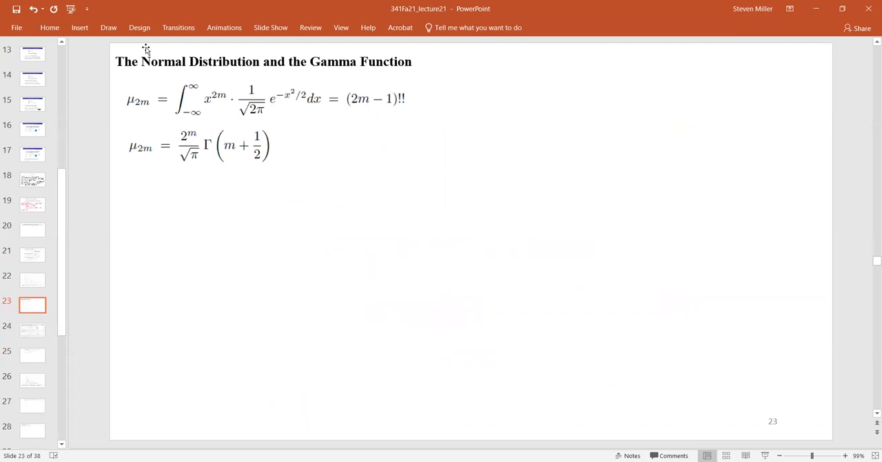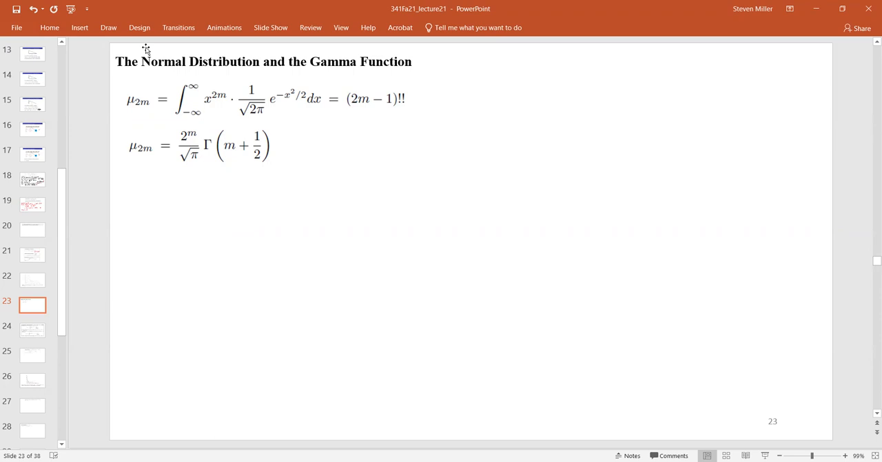All right, so I want to quickly talk about the normal distribution and the gamma function. The 2mth moment of the standard normal is just x to the 2m times the density of the normal, 1 over root 2 pi, integral e to the negative x squared over 2 dx. We've seen a couple of times that this is just 2m minus 1 double factorial. I claim that it's also 2 to the m over square root of pi times gamma of m plus 1 half. That you can actually calculate the moments.